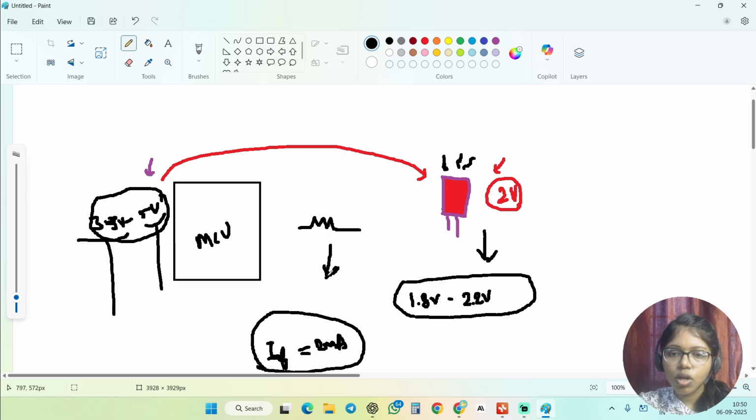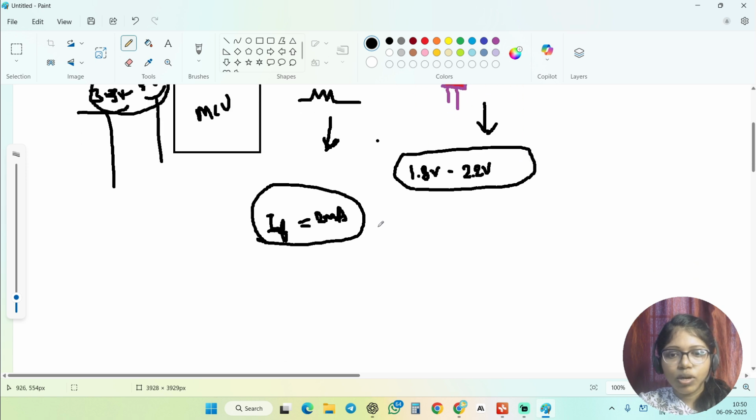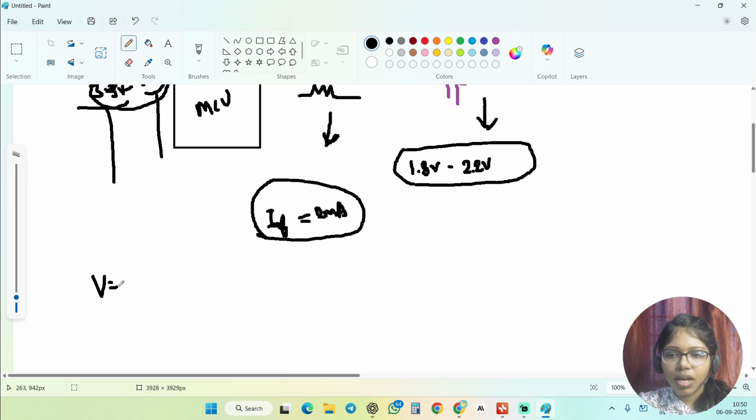I need to drop the voltage. Simply, I add one resistor here. How can I find what resistor will be suited for this? Easily, we can apply Ohm's law. In the previous class we discussed Ohm's law. So what is Ohm's law? V is equal to IR.